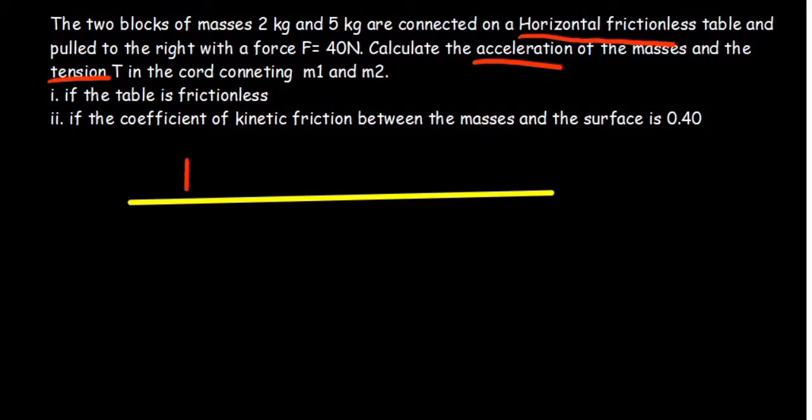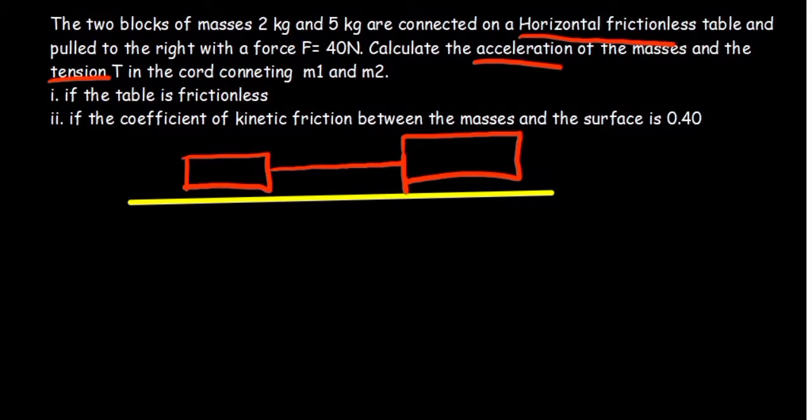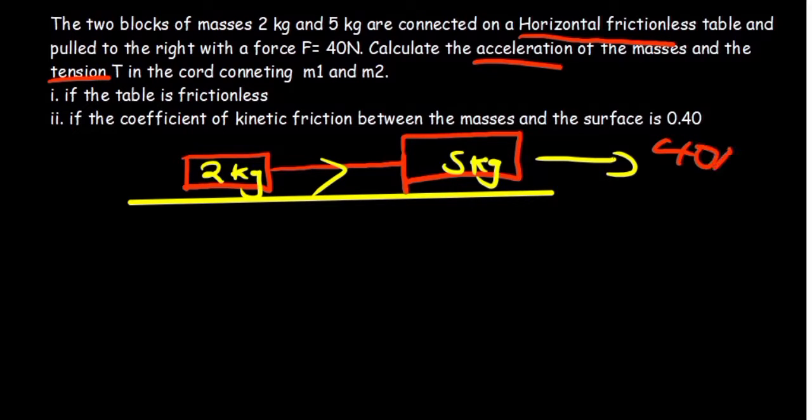Then we have two masses. We have a 2 kg mass and also a 5 kg mass there. These two blocks are connected. There's a cord connecting them, and this cord is massless. That one is 2 kg, then that one is 5 kg. So we have the masses there. Then we also have an applied force of 40 newtons.